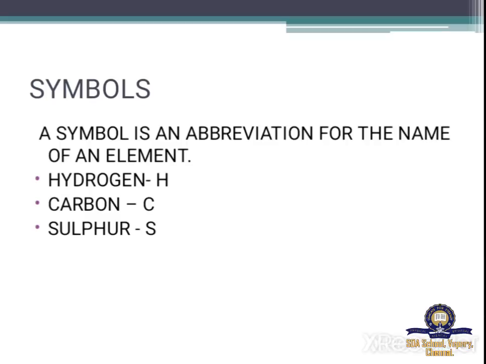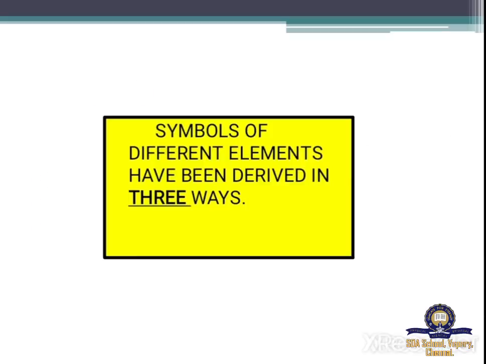Now, let's see how the symbols of different elements have been derived. Symbols of different elements have been derived in 3 ways. Let's see it one by one. Before we move on to the first way, let's see some elements with their symbols.